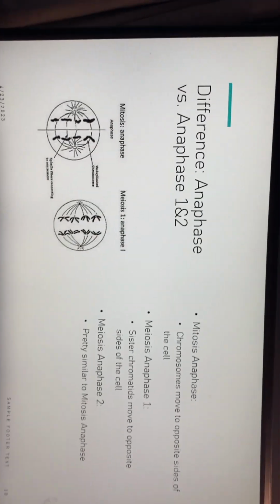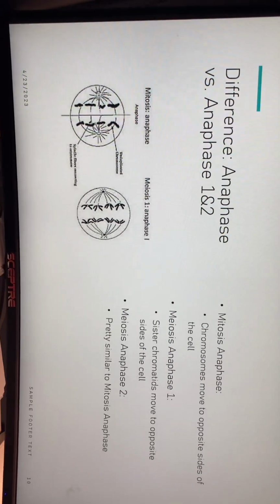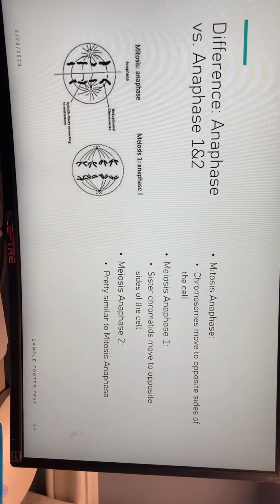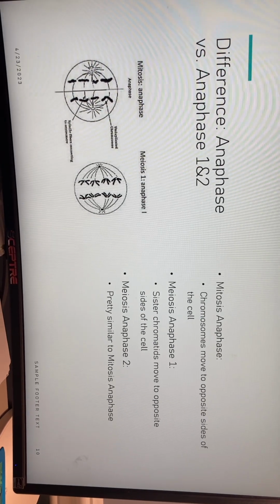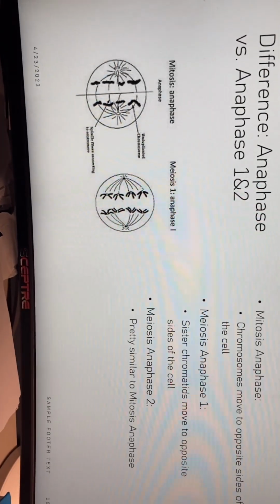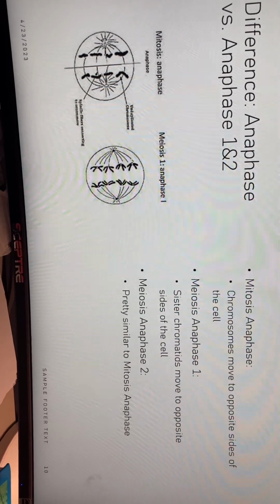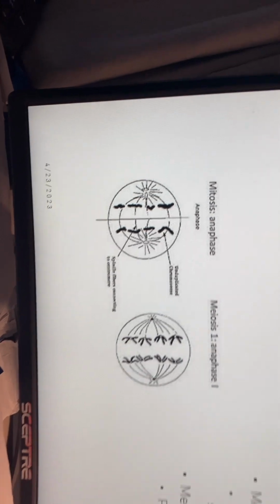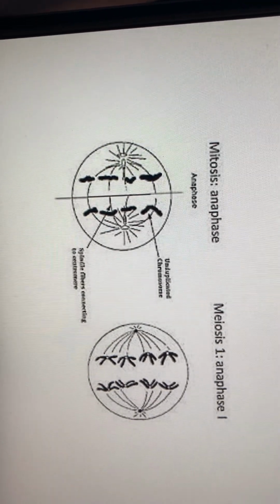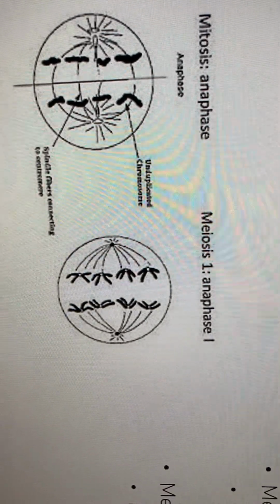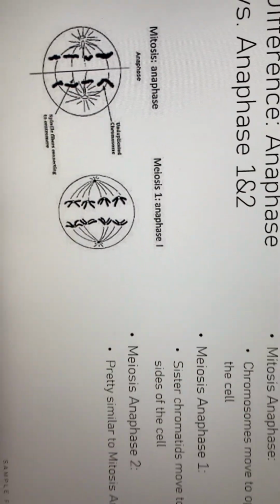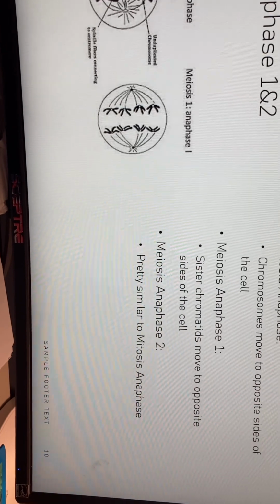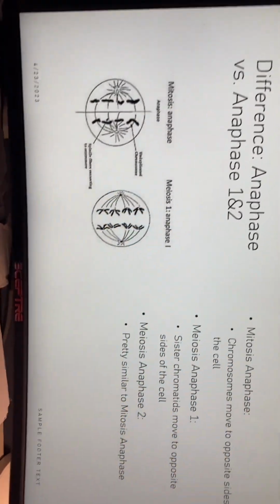Third difference is the anaphase portion of PMAT. In mitosis anaphase, chromosomes move to opposite sides of the cell. In meiosis anaphase 1, sister chromatids move to the opposite sides of the cell. As you can see, in mitosis there's only one on each side, but it looks like there are two sister chromatids on each side in anaphase 1. And then meiosis anaphase 2 is pretty similar to just the mitosis anaphase.